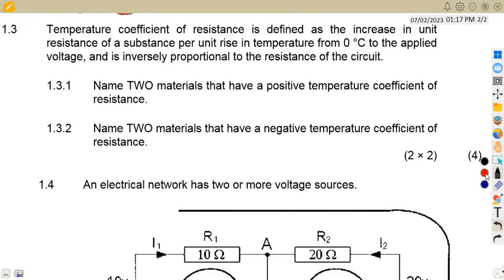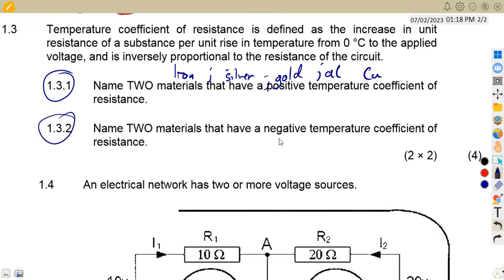Now, the question is not about this definition, but to name two materials that have a positive temperature coefficient of resistance. So mostly here we're talking about metals, such as iron, silver, gold, aluminium, and copper. These ones would have a positive temperature coefficient.